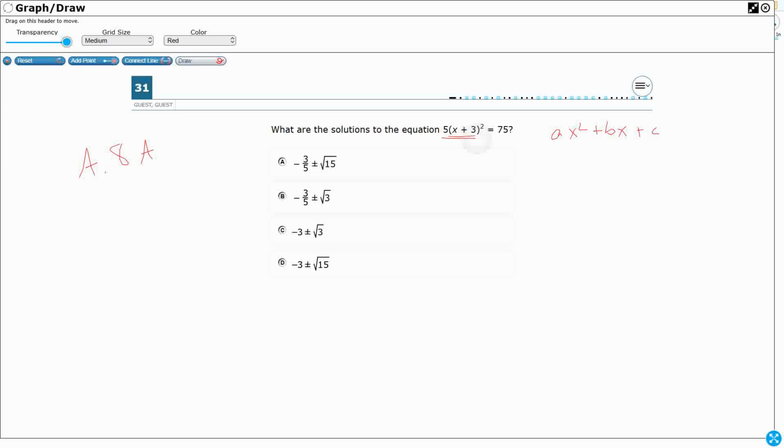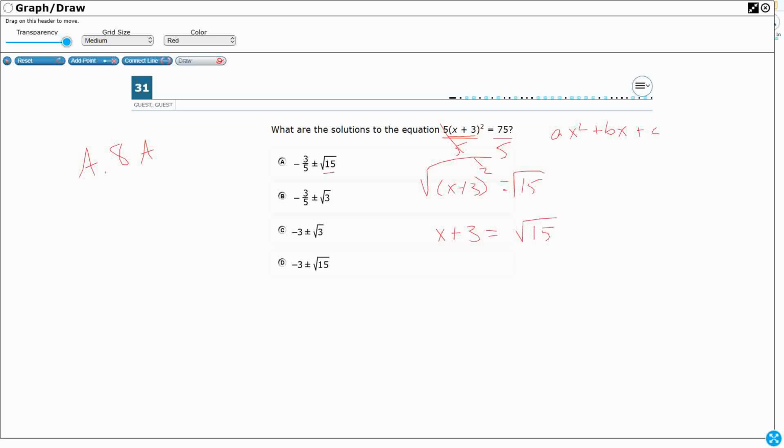So let me show you. If I want to get the x by itself, obviously, right? So I could divide both sides by 5. But what that's going to do is leave me with simply (x plus 3) squared on one side. 75 divided by 5 is 15. Now at this point, my x plus 3 is wrapped up in that squared, so I need to take the square root of both sides. The square root of that squared is going to cancel out. So I'm going to end up with x plus 3 equals square root of 15. There's no way to simplify that. We'll just leave it like that.